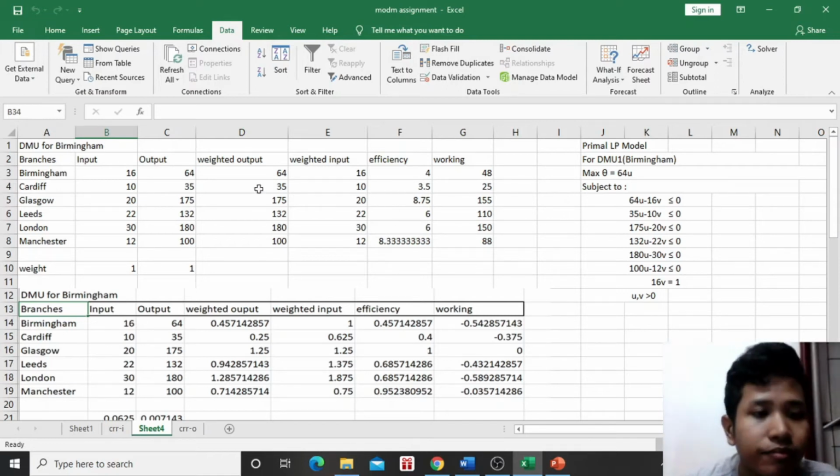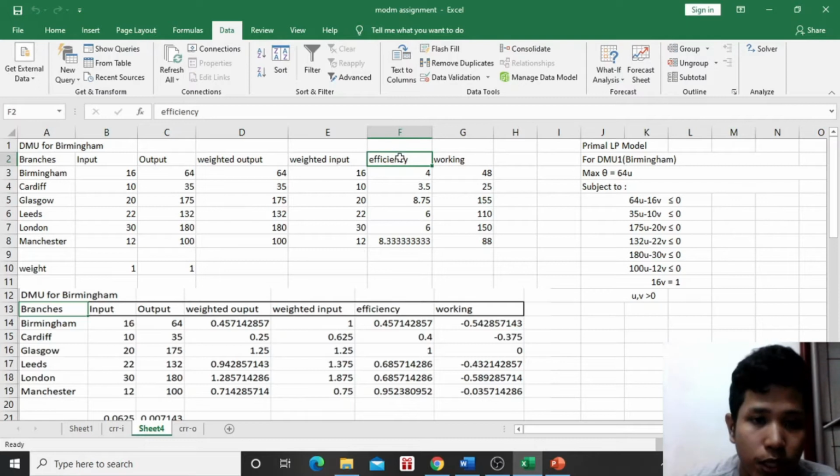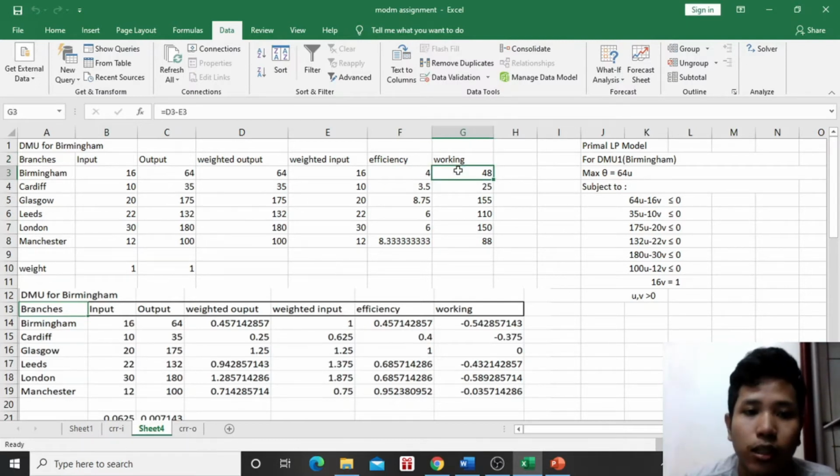Okay, so let's complete the table with all the data. For the weighted output, put it the same as the output, and for the weighted input, put it the same as the input. This is for the startup. The value will change after we do the solver. The efficiency is the value of the weighted output divided by the weighted input. And the working is the value of the weighted output minus the weighted input. Okay, so that's basically how to complete the table.